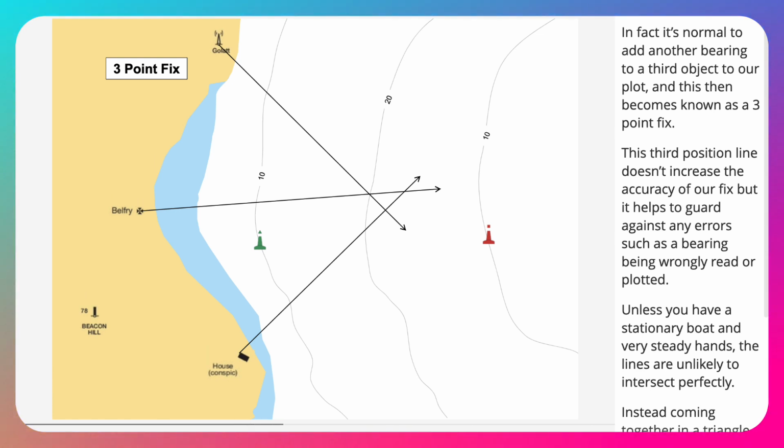Unless you have a stationary boat and very steady hands, the lines are unlikely to intersect perfectly, instead coming together in a triangle called a cocked hat. Your true position could be anywhere within this triangle, so the smaller it is, the more accurate your fix. The wary navigator will always presume that the position is closest to the nearest hazard.